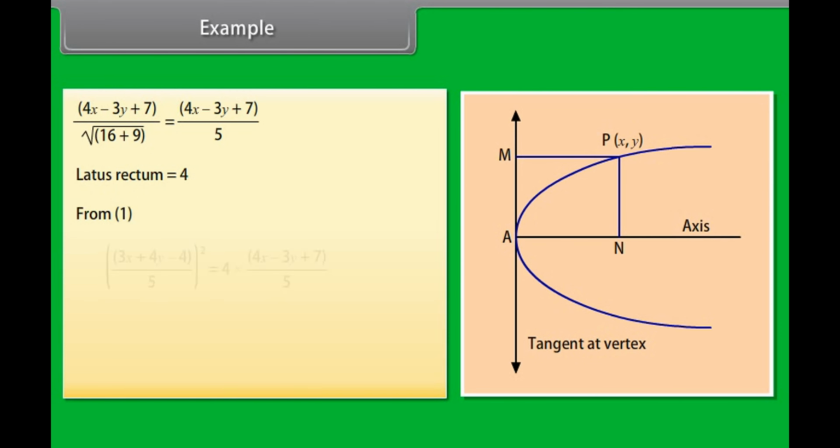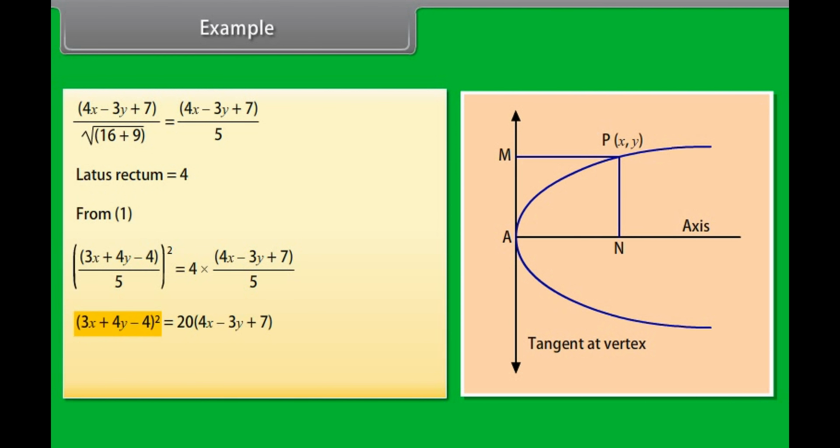From equation 1, ((3x plus 4y minus 4) upon 5) whole square is equal to 4 into (4x minus 3y plus 7) upon 5. So (3x plus 4y minus 4) whole square is equal to 20 into (4x minus 3y plus 7). This is the required equation of the parabola.